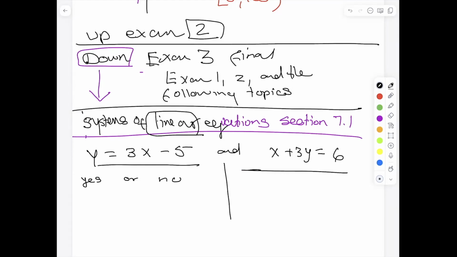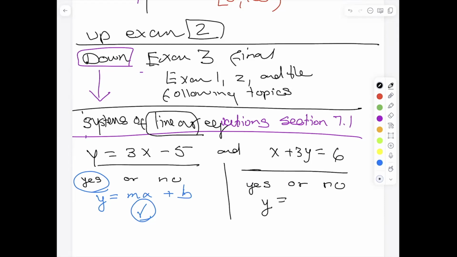Does the one on the left look like a line? Does it look like y is equal to mx plus b? Yes, okay, good. So this is okay. Now for the second line, yes or no? Does this look like a line? No. Does this look like mx plus b? No.